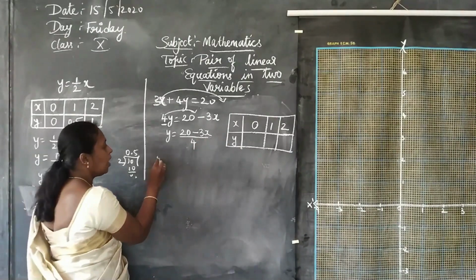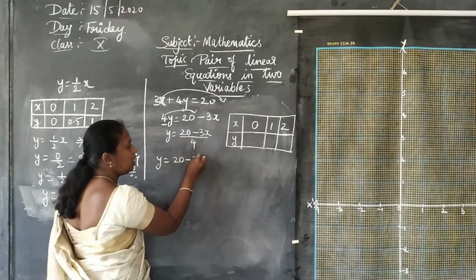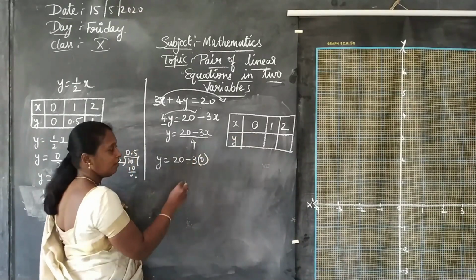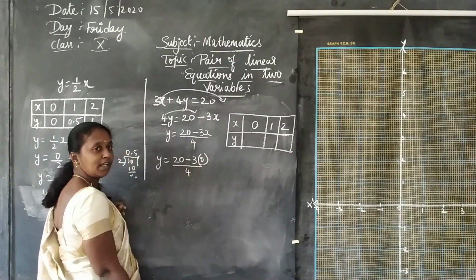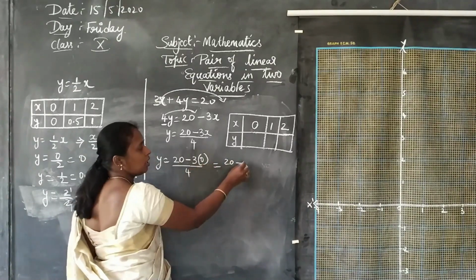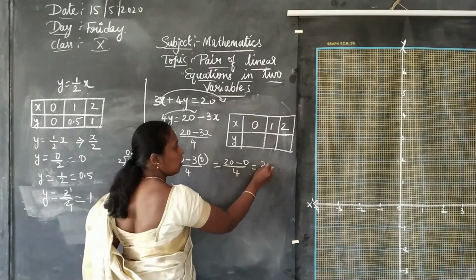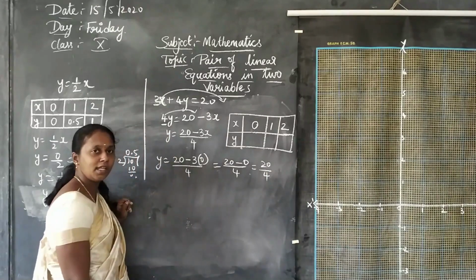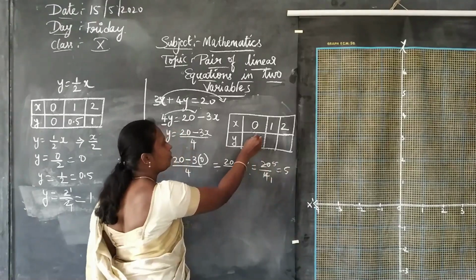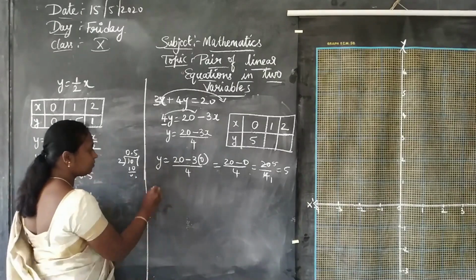Okay children, y is equal to 20 minus 3 into, what is the x value? 0, divided by 4. See, 20 minus 3 into 0, that is 0, divided by 4. 20 minus 0 is what? 20 by 4. 4 fives are 20. What answer did I get? 5. I got 5.